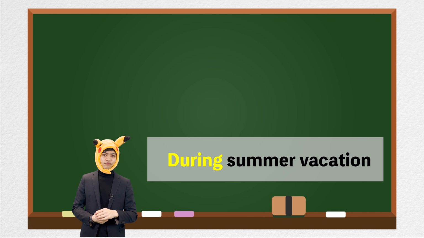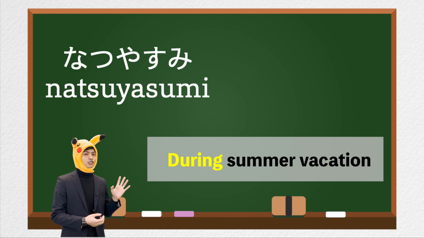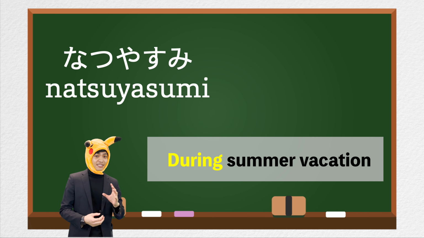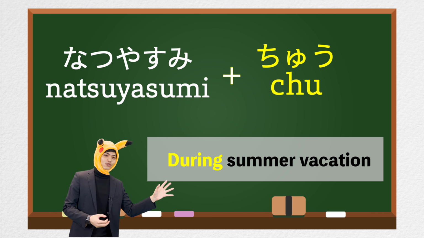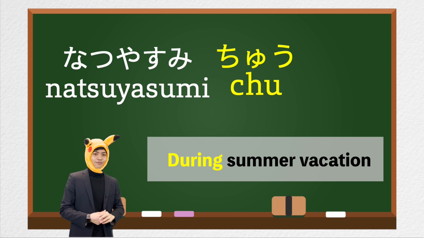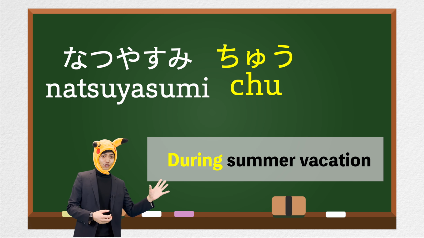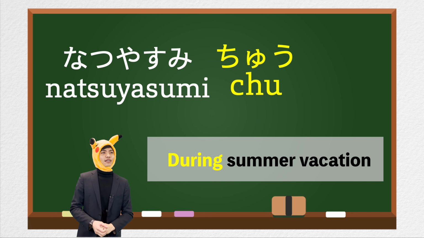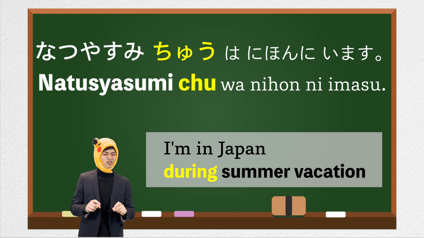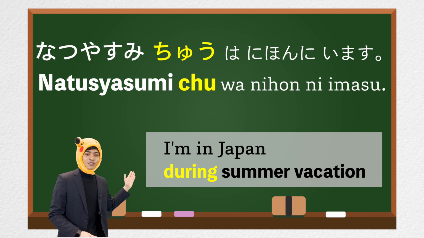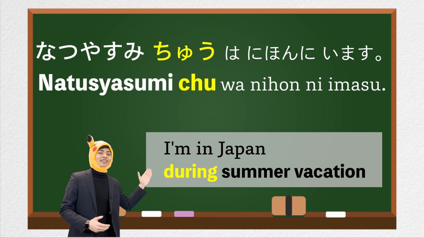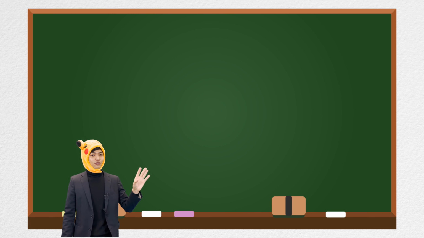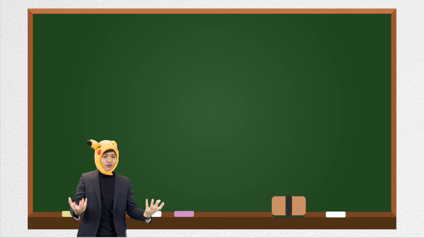During the summer vacation. So, summer vacation means 夏休み. This is a noun. So, 夏休み plus 中, 夏休み中, which means during summer vacation. So like, I'm in Japan during summer vacation means 夏休み中は日本にいます. Okay, so noun plus 中 can be a specific span or specific period, which means like during. Does it make sense?